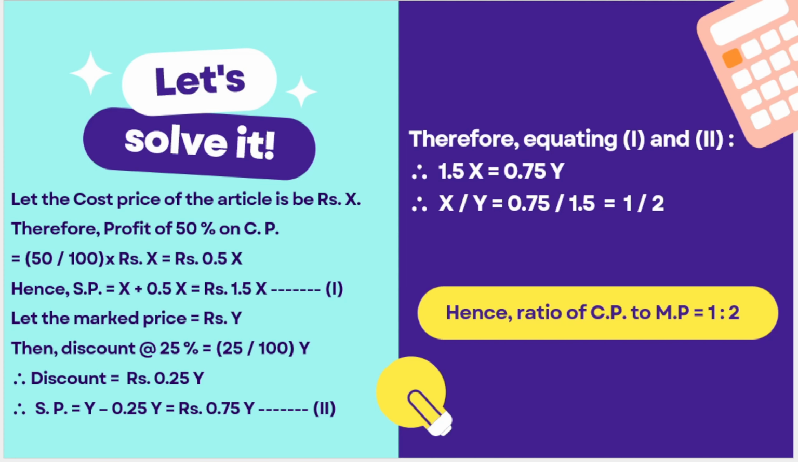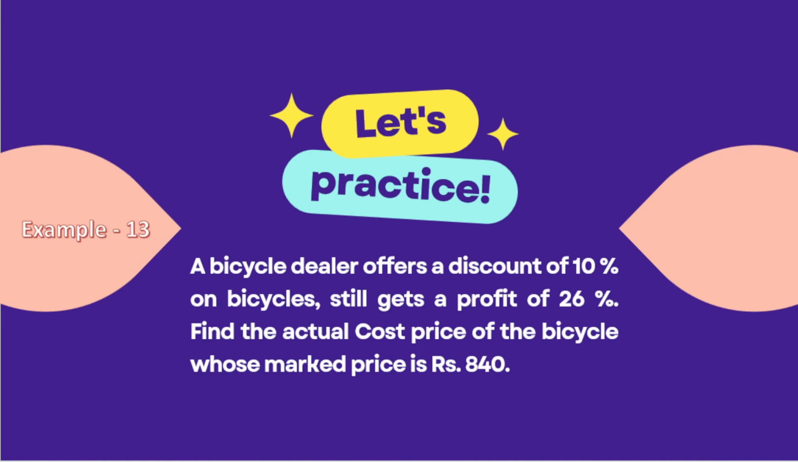Now, as both the equations are representing selling price only, therefore equating both of them, we can write 1.5x to be equal to 0.75y. Solving this equation, we get the ratio of x upon y to be equal to 0.75 divided by 1.5, which comes to 1 by 2. Hence, ratio of cost price to marked price is equal to 1:2. Let us go to example number 13.